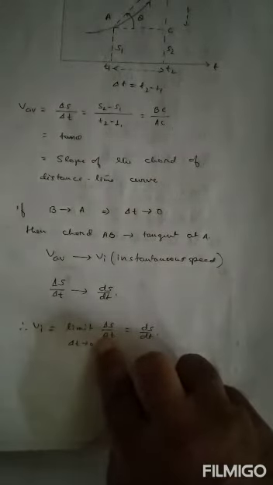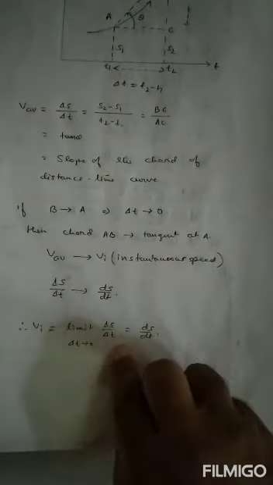And in case of instantaneous speed, what do we have to do? We have to find out the tangent, the angle made by the tangent. Say we have to calculate the instantaneous speed at the point A. Draw a tangent at the point A. Then you measure the angle made by the tangent with the time axis. Then the slope of the tangent gives you the instantaneous speed.